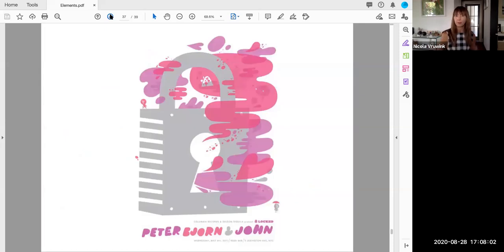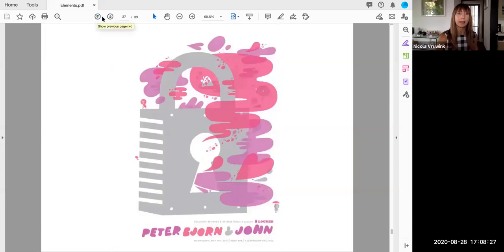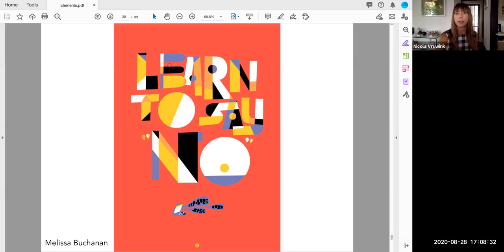Here's a really simple, playful one with these organic shapes. So again, you're not going to use these things independently, right? And here we got organic shapes with pastel, kind of saturated colors, all giving us this very playful mood and very musically oriented, because it's for Peter, Bjorn, and John, which is a band. Here again, we see the primary colors, and it says in shapes. So look at the difference between that. We've got these organic and these pastel but saturated colors. And now we're back to our primary colors, and we're using more geometric shapes. So very different feeling. And it's saying, learn to say no.